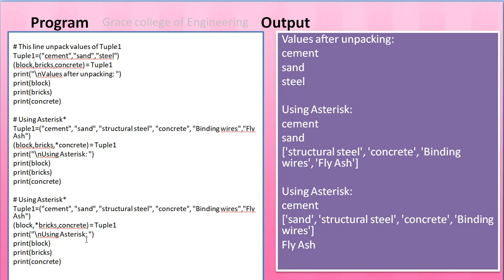And next, the asterisk is used in the center of the elements. If it is present this way, the first block will be assigned to cement and concrete will be assigned to the last element, fly ash. Remaining all the elements will be stored in bricks. Okay.